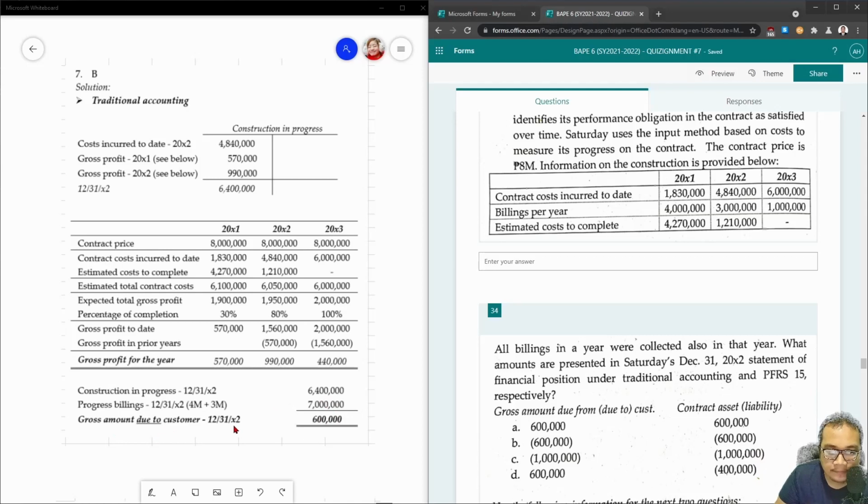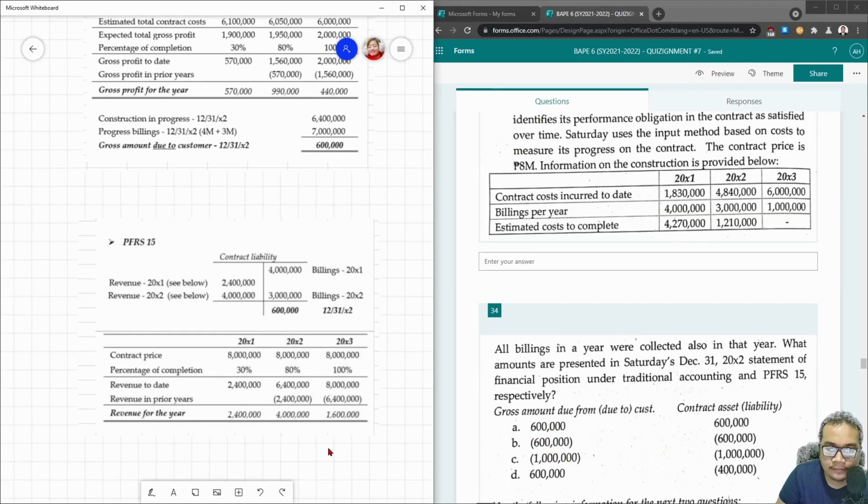Kasi pag nagiging from customer yan, kapag yung entitlement mo, let's say, baliktarin natin, is 7 million, pero humingi ka lang ng 6.4. O, gross amount from customer yon kasi nga, mas malaki yung entitlement mo kaysa sa liability mo. Di ba? Pero in this case, mas malaki yung binil mo, yung hiningi mo, kaysa sa kung ano ka lang entitled. Kaya due to customer yan, 600,000, traditional accounting.